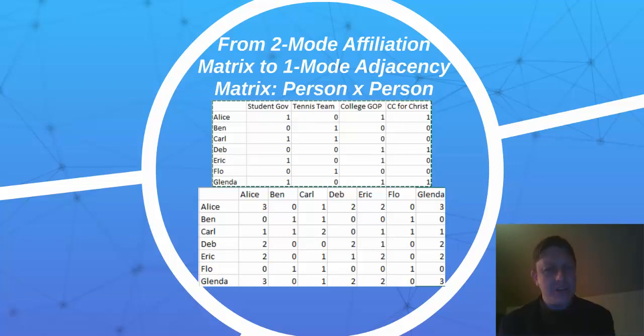But at the bottom, check it out. There is a 1-mode adjacency matrix. Whoa. How do I know it's one mode? Well, first key is that everyone in every row and every column that's labeled is a person, and they're the same people. So this seems to be your classic social network adjacency matrix. Who is adjacent to whom? Who is tied to whom?